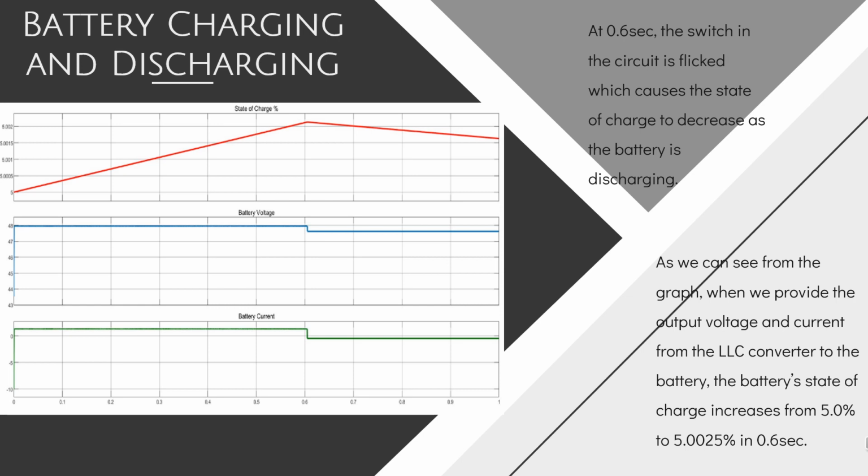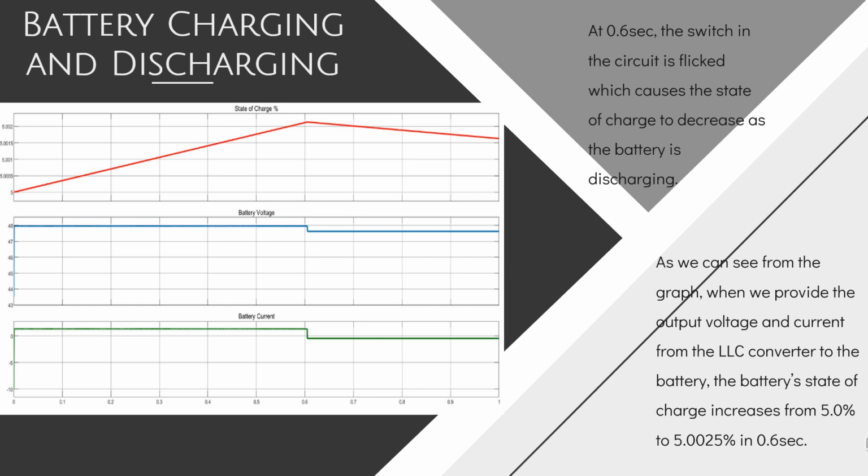Finally, we have the battery charging and discharging graph. Here you can see that when we turn on the circuit, the state of charge of the battery started rising from 5 all the way up to 5.0025 in just 0.6 seconds. Afterwards, I turned off the switch so that the battery started discharging because of the discharging resistor.